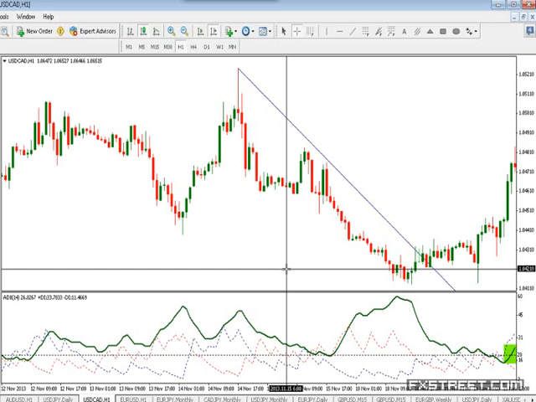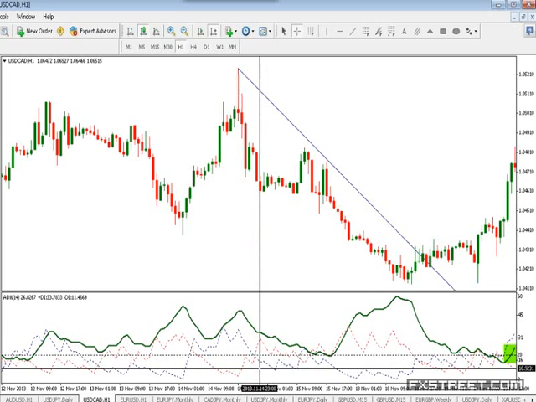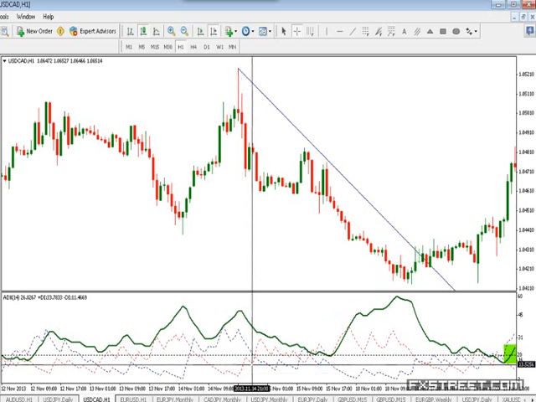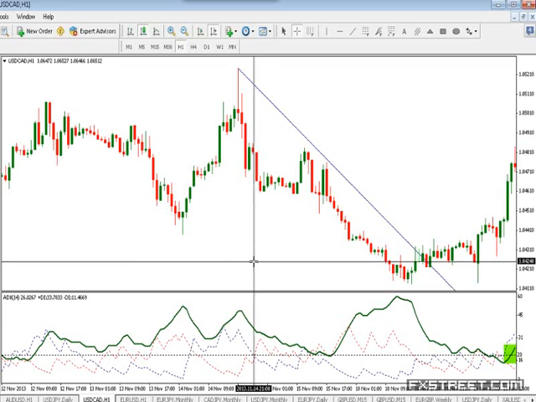So when you have the blue plus DMI line crossing below the red line, or you can say that the red line starts moving up, it means that price has gone into a downtrend.